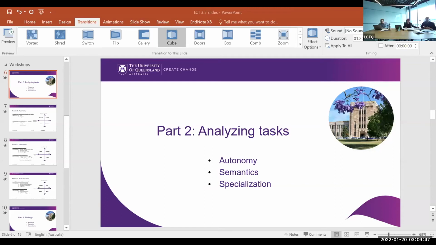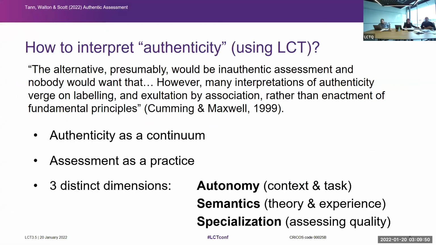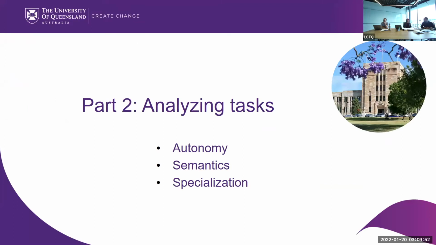And we'll now start to look at an authentic assessment task and analyze it, first of all, in terms of autonomy. And then perhaps the second time round, we might go through and look at semantics and then specialization. Yeah, and I think we had initially planned to do this, as we said earlier, in breakout rooms. What could be useful here, in the spirit of it being a workshop, as we start with autonomy, is that we might find ourselves dipping across into semantics and specialization.